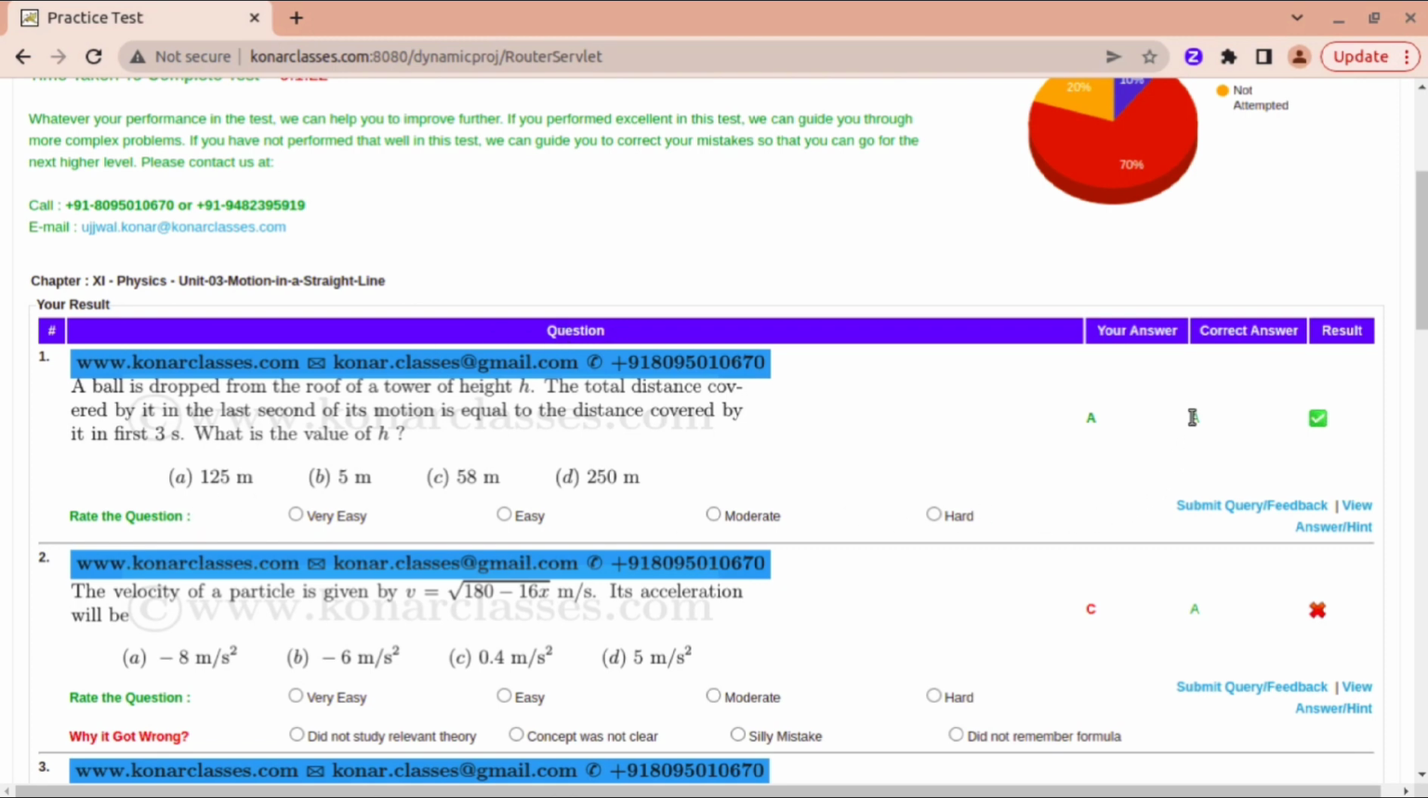So first question, correct answer is A, and the students selected option A, so it is correct. Here we are asking only one question: rate the question, whether it is very easy or moderate or hard. Why so? Because if we start filling this self-assessment, then once you appear many tests from a single unit, we can generate a pattern. We are leveraging machine learning and artificial intelligence to find where the scope of improvements for a student is.